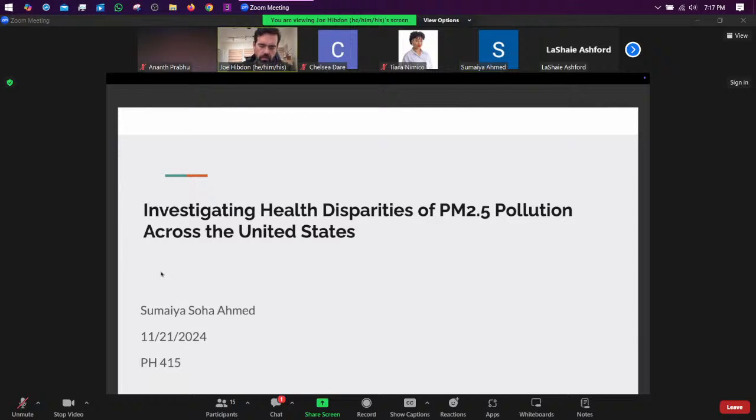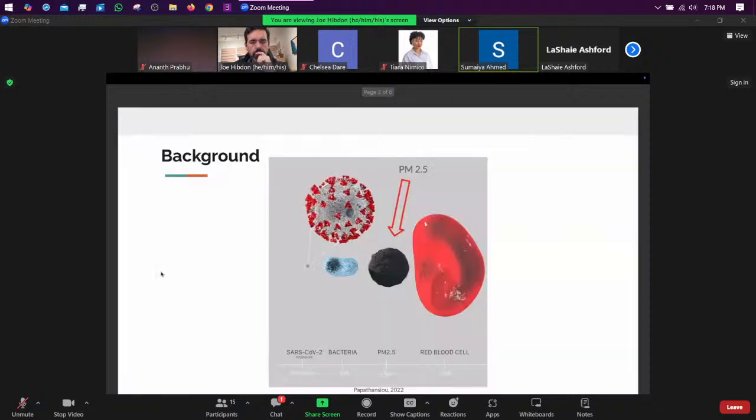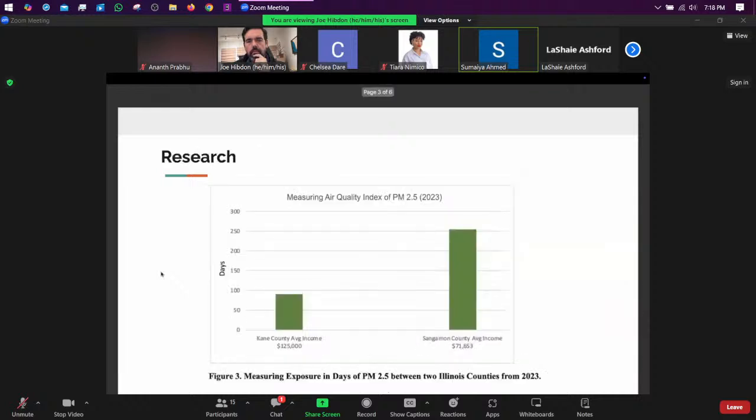Go ahead and get started. Okay, hi everyone, I'm Samaya, and the topic for my presentation is investigating health disparities of PM 2.5 pollution across the US. So starting with background, the first slide, PM 2.5 is a pollutant and it's mostly released from vehicular emissions. It's really small in size, so it can easily enter airways and bloodstreams. Because of that, it's known to cause a lot of health problems like respiratory illness, heart disease, and reduced neurological development in children. Next slide, please.